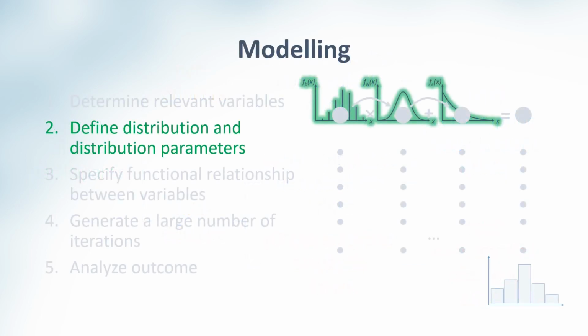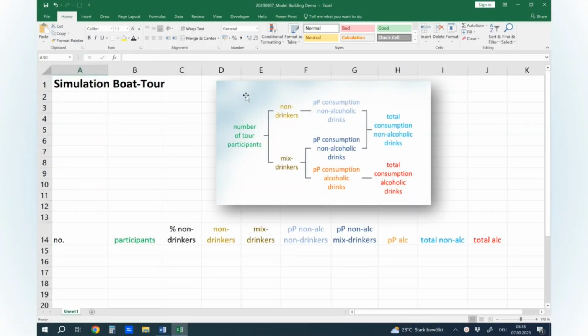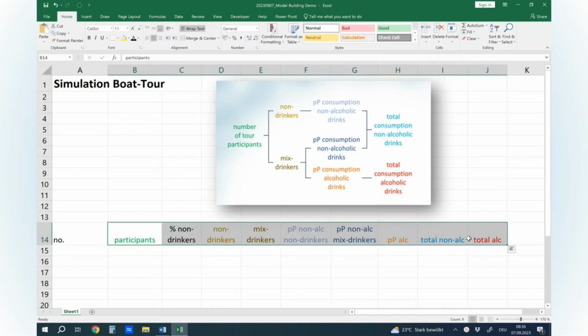Step number 2, we need to define distributions and distribution parameters. Here I have inserted a copy from step 1 with the defined variables carried over as headlines. Again, I will provide my assessment of what distribution reflects each variable best. Someone else might come to a different conclusion.